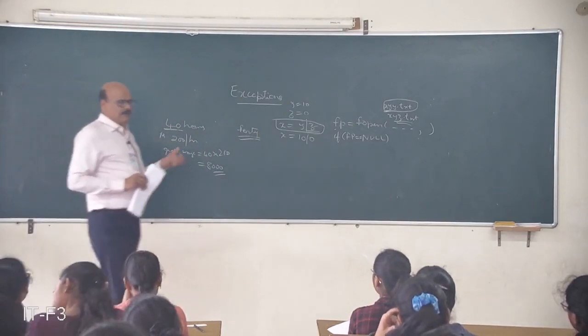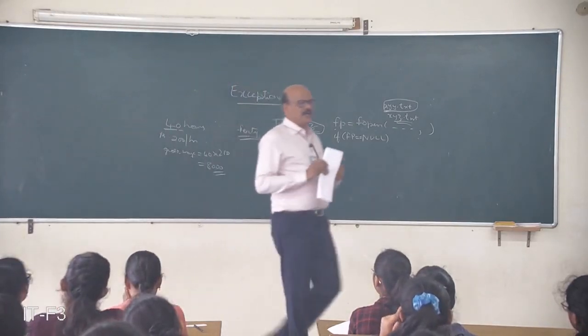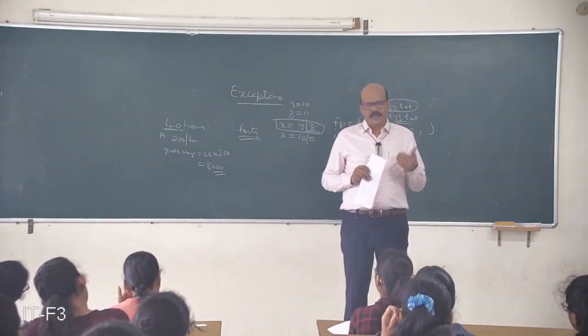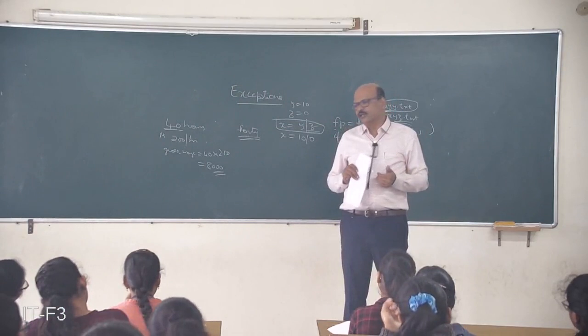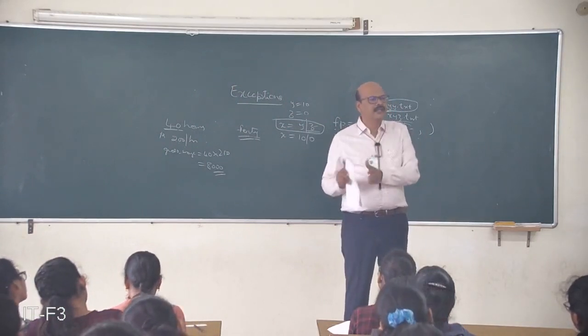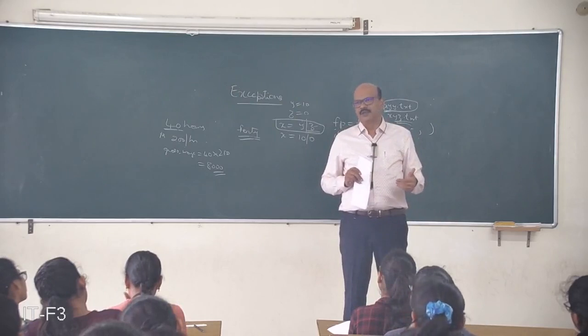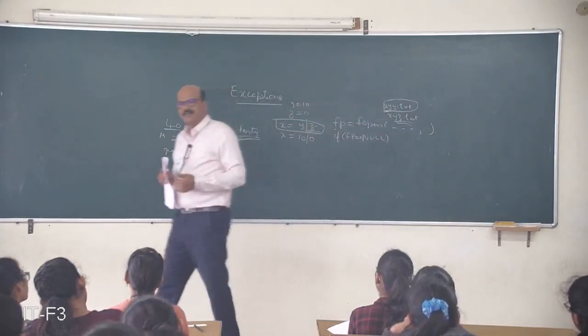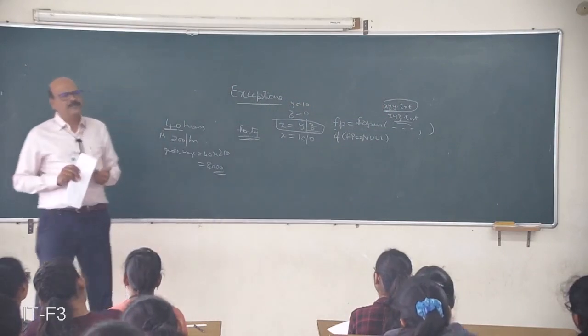Whenever we as a programmer come to know that an exception is going to be raised, you should provide an alternate path for your program. Providing an alternate path for your program whenever an exception occurs is known as exception handling.